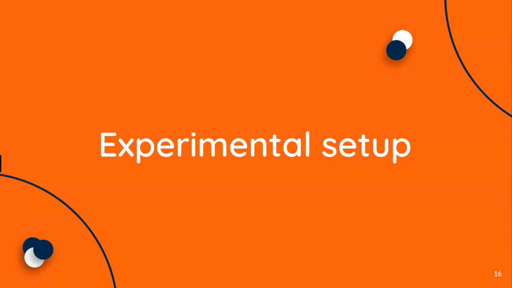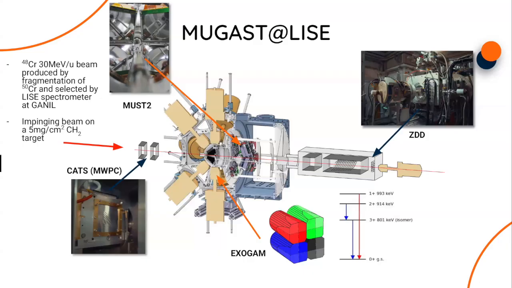Okay, so now that I gave some insights about the scientific motivations, I will go through the experimental setup of the experiment. So this experiment took place in the MUGAST campaign at GANIL. So we need a 48 chromium beam at 30 MeV per nucleon. This beam was produced by fragmentation of 50 chromium and selected by the LISE spectrometer at GANIL. And this beam was impinging on a 5 milligram per centimeter squared CH2 target, so to get the protons of the hydrogen. So you can see here a picture of the experimental setup.